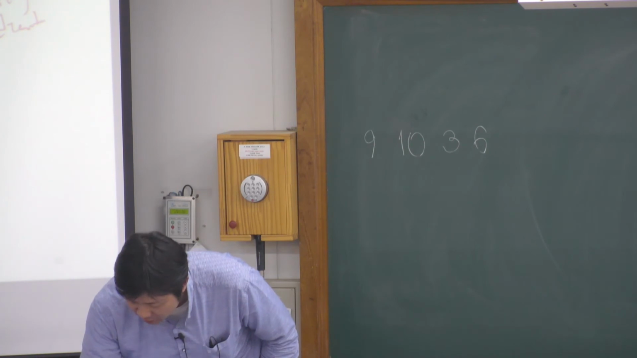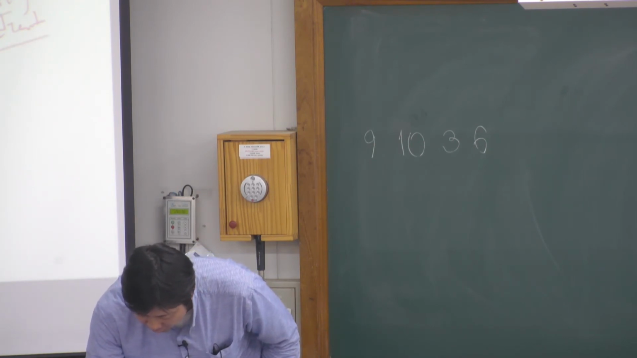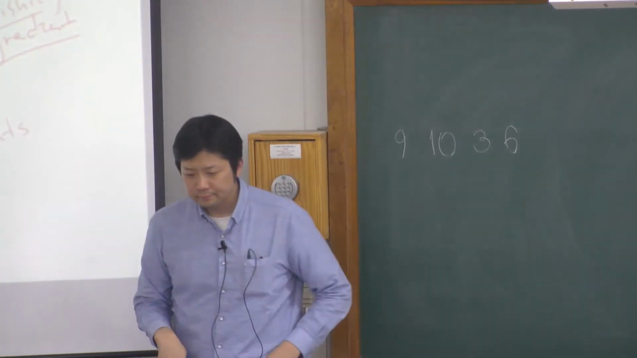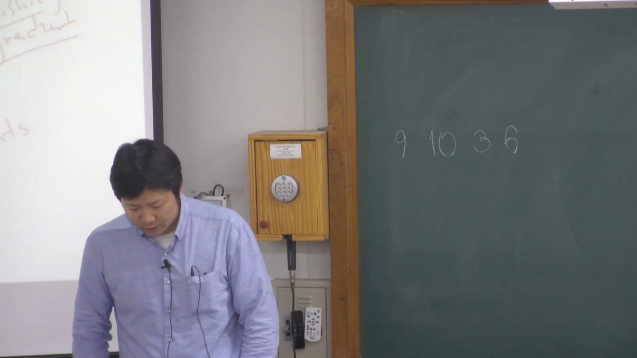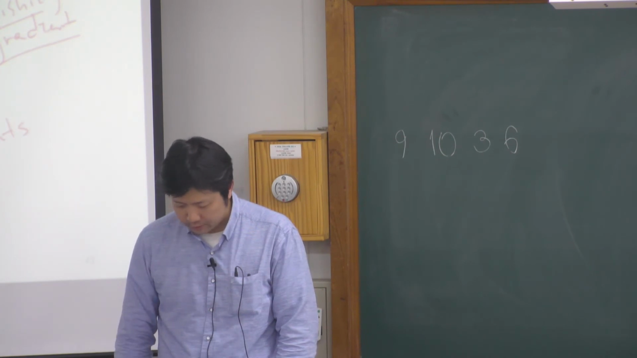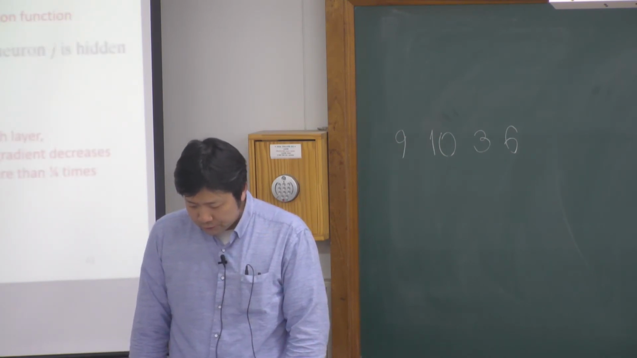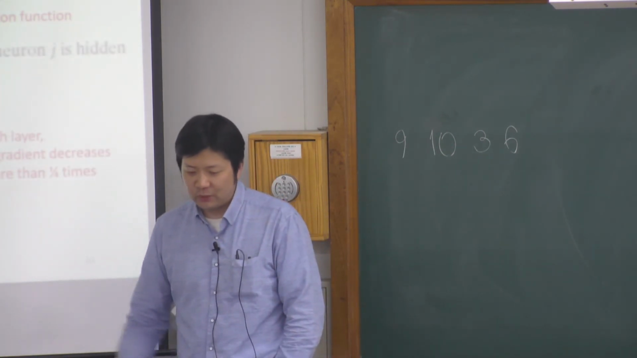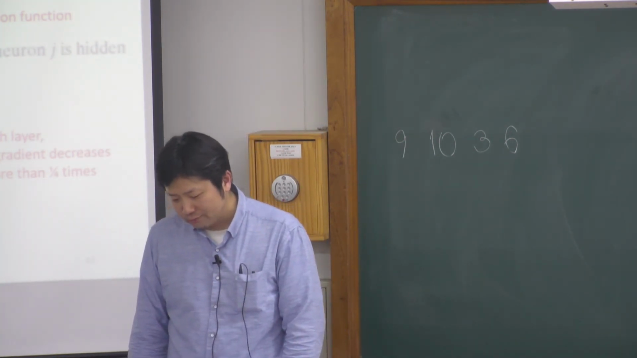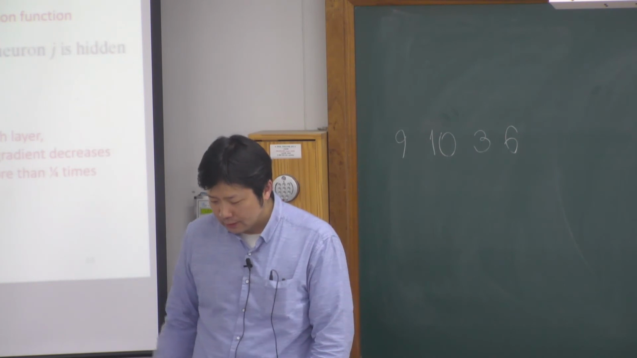This one is called the vanishing gradient problem. This is called the overfitting problem. So there are two major problems in training deep neural nets. I'm going to go over the problems one by one. The first problem is diminishing delta, or the vanishing gradient problem.